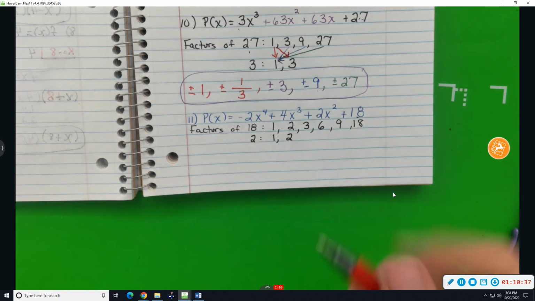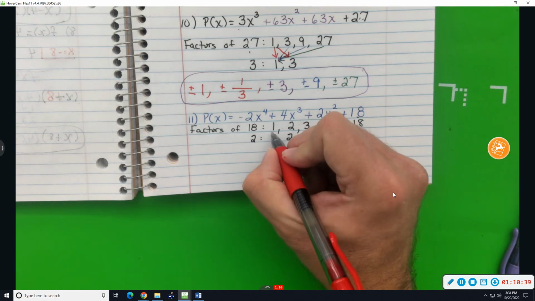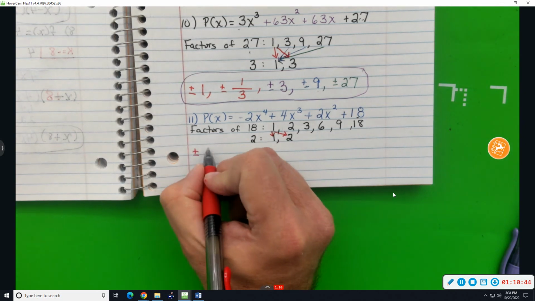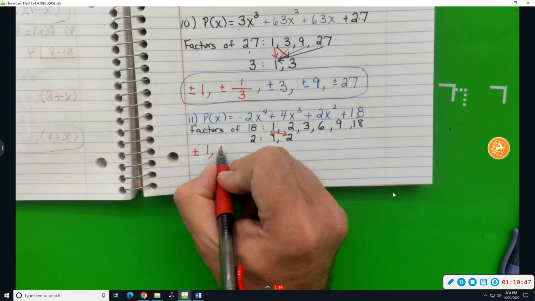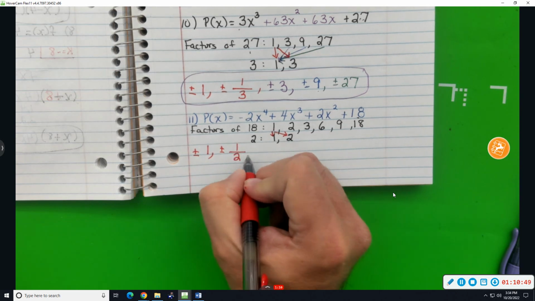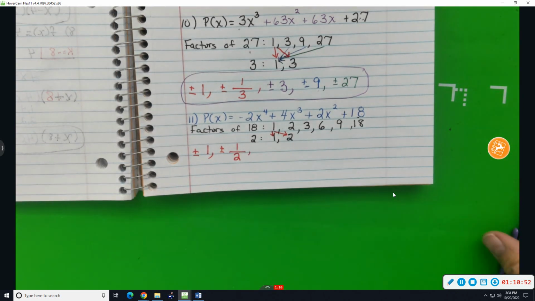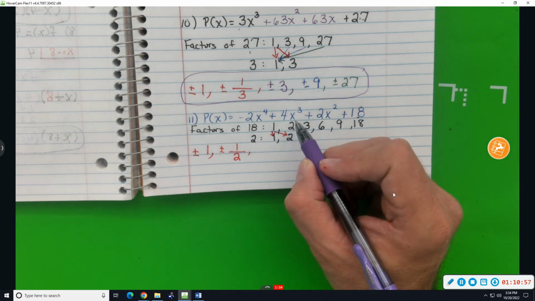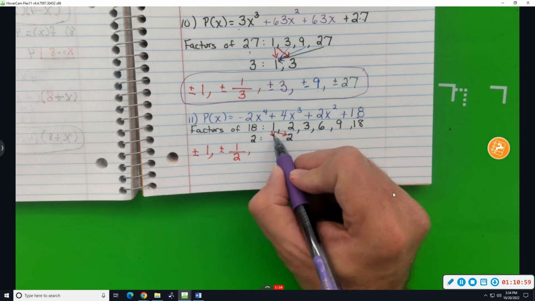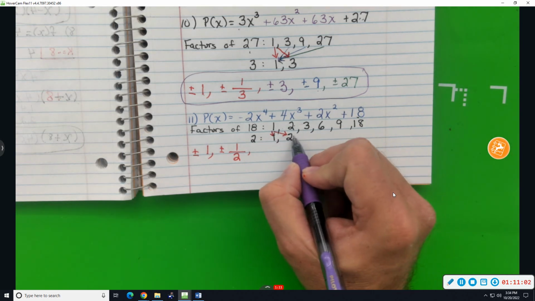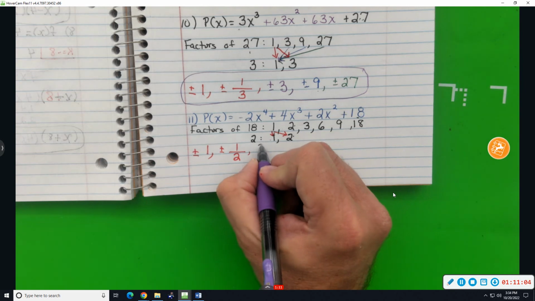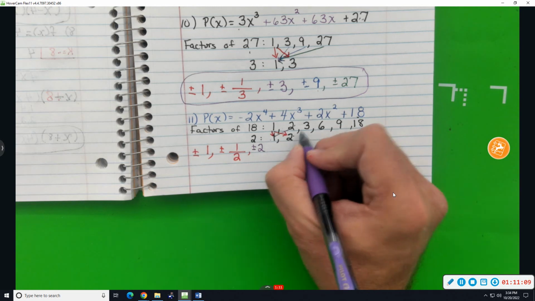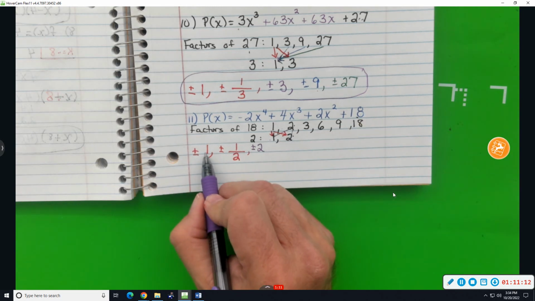So this one's going to have more, I think, than the other one. Oh, shoot. 1 over 1, 1 over 2. So plus minus 1 over 1, 1 over 2. Are y'all caught up? 2 over 1, 2 over 2. The 2 over 1 will just be a 2. 2 over 2 is a 1. I've listed that already.